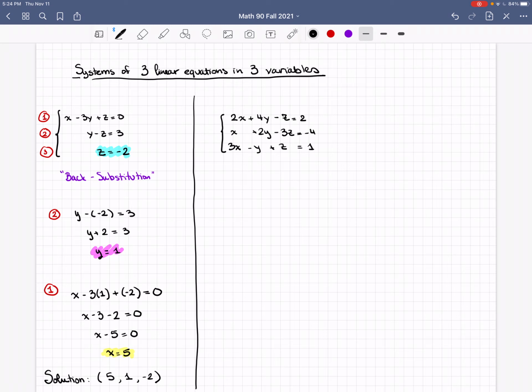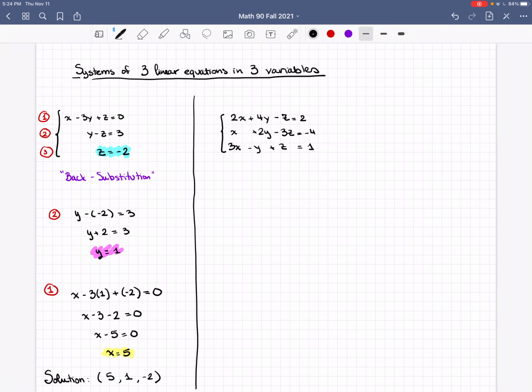Okay. So for our second example, I wanted to look at a system that isn't given to us in standard form, or I should say, excuse me, in triangle form, and I want to put it into triangle form.